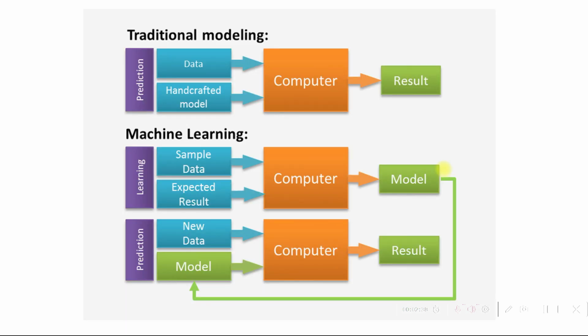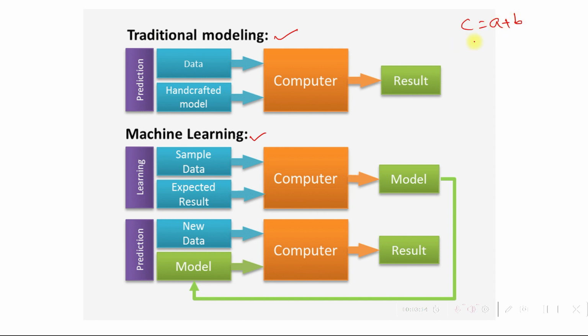We'll see the two different types of modeling: one is traditional modeling and the other is machine learning modeling. First we'll see what is traditional modeling. For example, in traditional programming like C, C++, Java, whatever it may be, suppose I want to develop one model for addition of two numbers. For example, I want to perform C equal to A plus B.